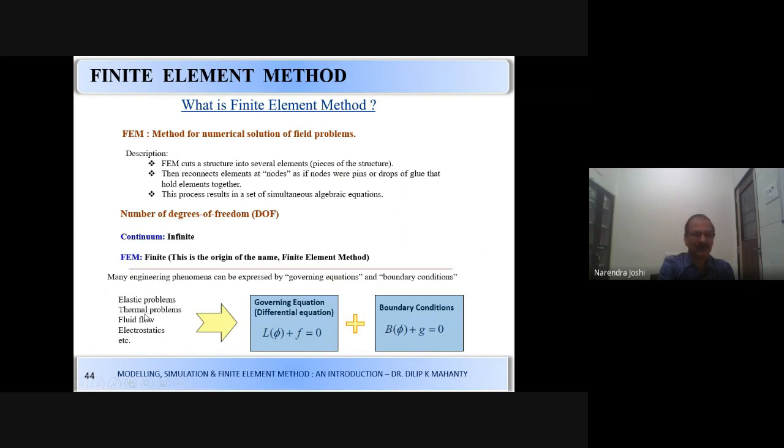Thermal problems, for example. Now look at a power plant. We want to find out how much heat transfer is taking place. This is a thermal problem. So we develop a governing equation with some boundary conditions. For example, in a thermal power plant: what kind of conditions the input is given, what kind of conditions the output is coming with, and how the whole system creates that output.